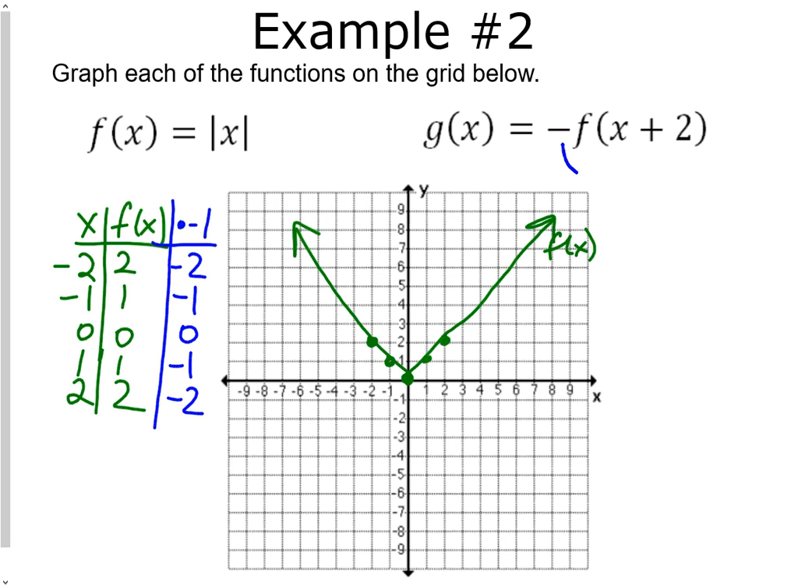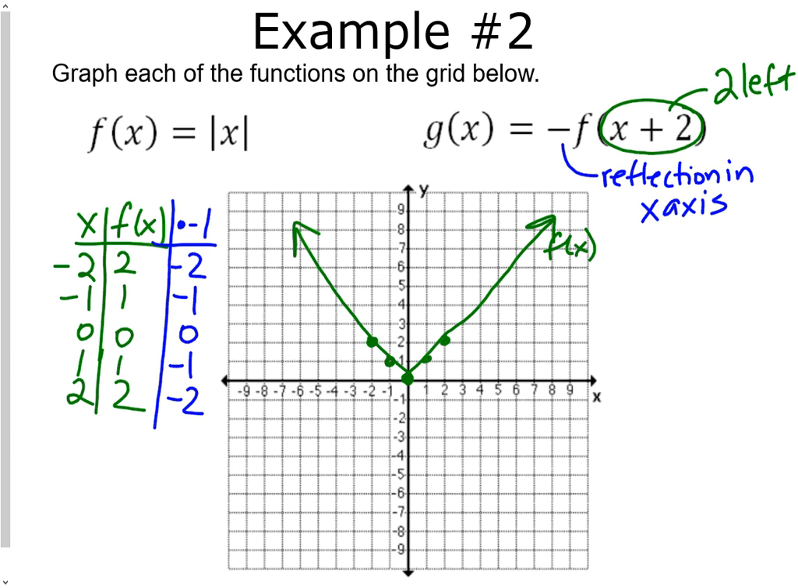Okay, so this tells me reflection in x-axis. And then now we're going to take a look at this. If you remember, we're adding 2 directly to the x. This is going to mean 2 to the left. Remember, it's always the opposite of what's inside the brackets. And so if it's a plus 2 in the brackets, it's a negative 2 outside the brackets, which means I need to go to all my x values and subtract 2 from them.